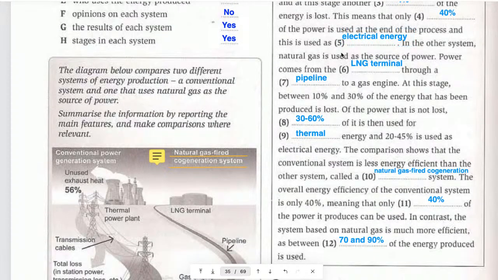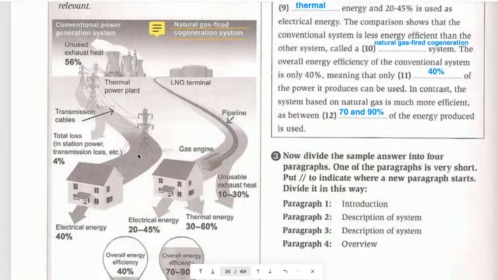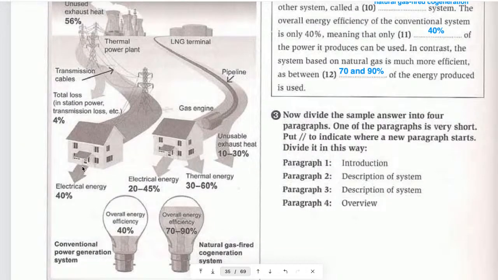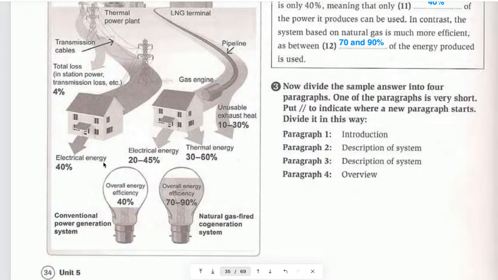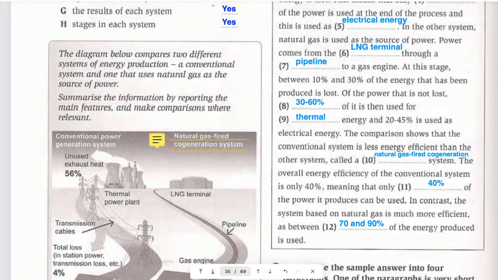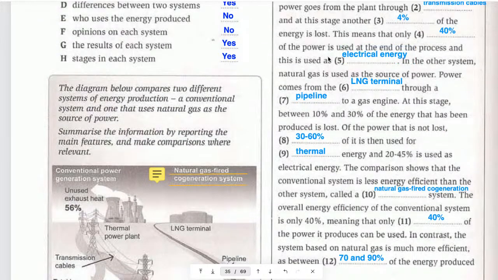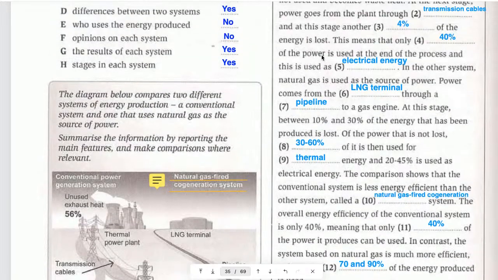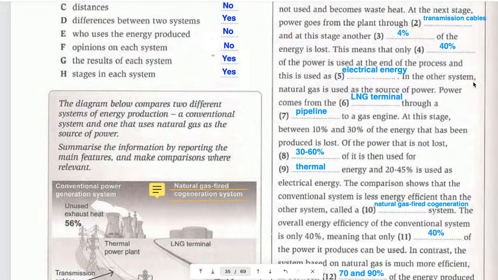Why do you know the answer for number 5 is electrical energy? Where? Yeah, on the system on the left, right? You can see they mention electrical energy 40%. So that means only 40%, okay? Only 40% of power is used as electrical energy. Okay? Only 40%. Okay? So we have just finished the first system. Now let's discuss the second system.